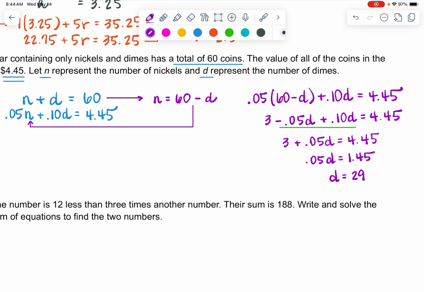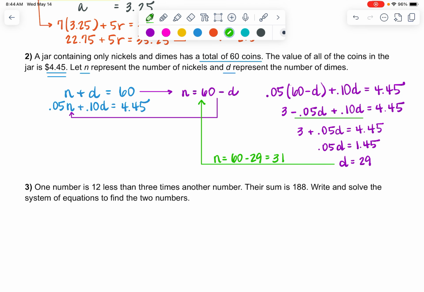But now we still need to find the number of nickels, but luckily for us, we already have an equation that gives us the nickels, plus we already know there's 60. So we can just find the number of nickels by simply subtracting the 29 from the 60 to see what's left, and that gives us 31.